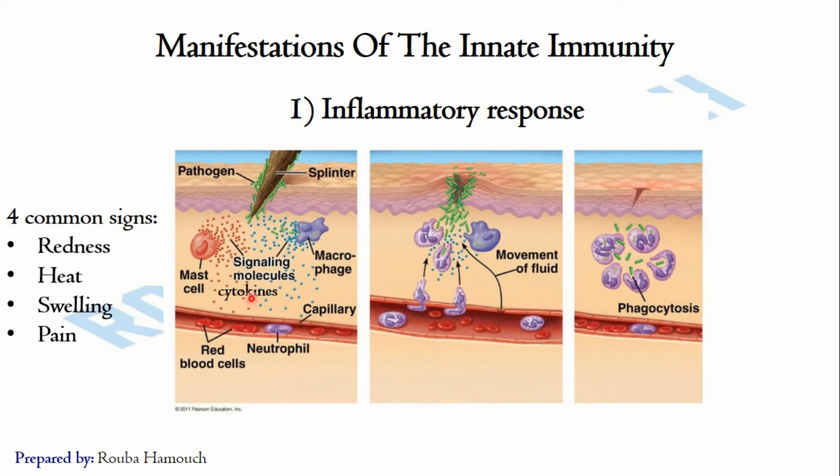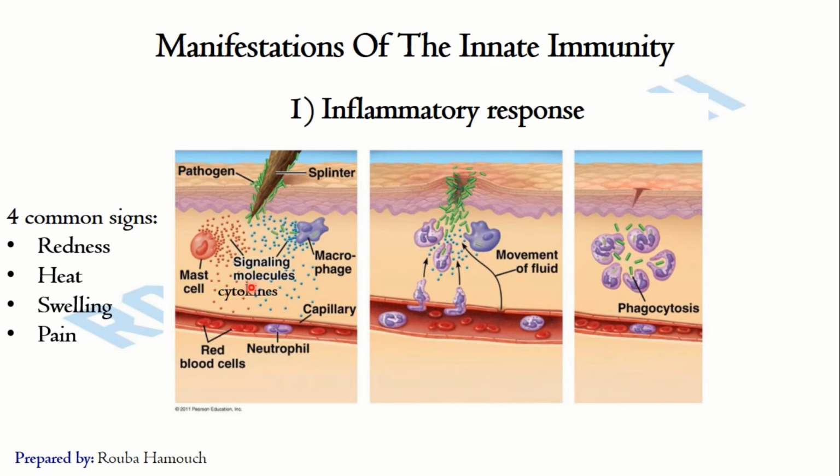Cytokines also increase the permeability of the blood vessels. When the blood vessels are more permeable, there is a leakage of plasma. The blood liquid will pass to the infected tissue, carrying the phagocytes. So there is a movement of fluid from the blood to the infected tissue, carrying also the phagocytes, which are the macrophages and the neutrophils.